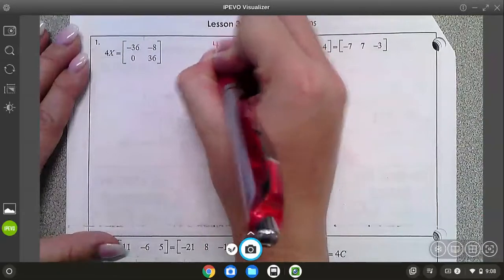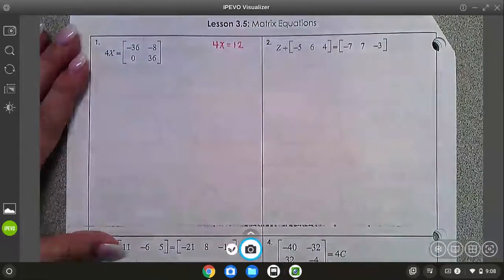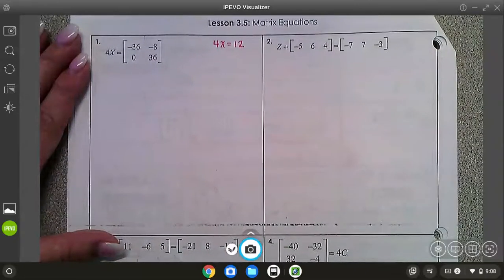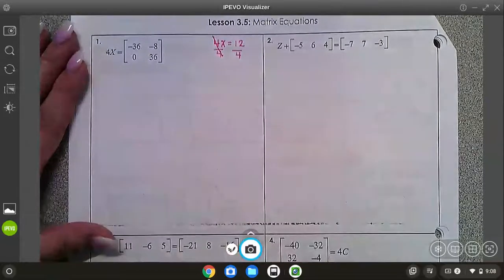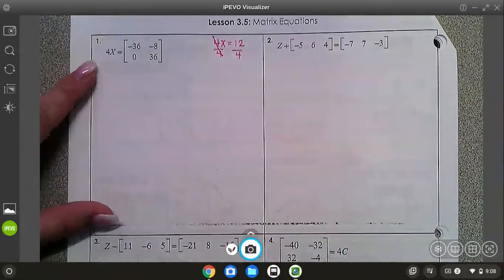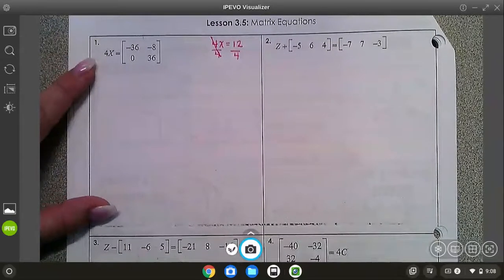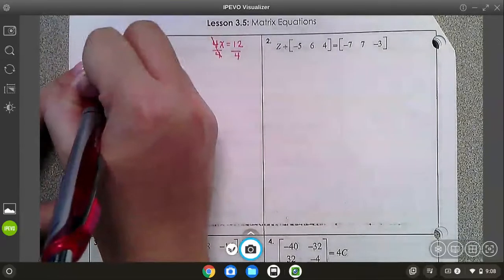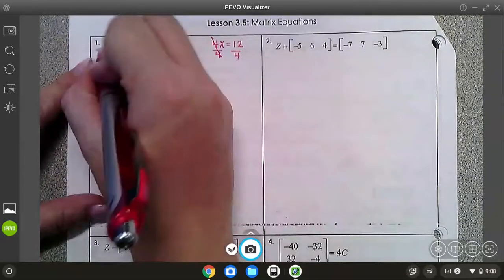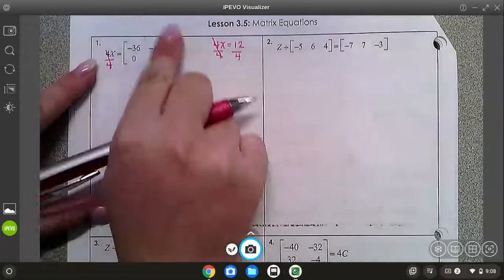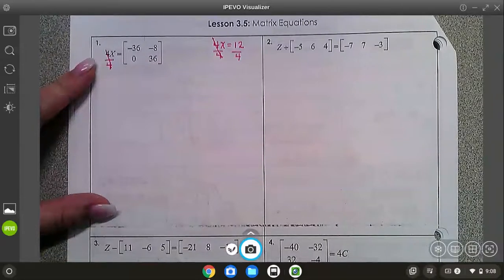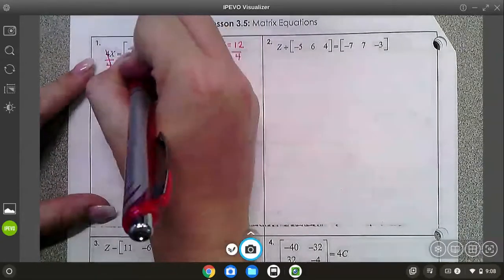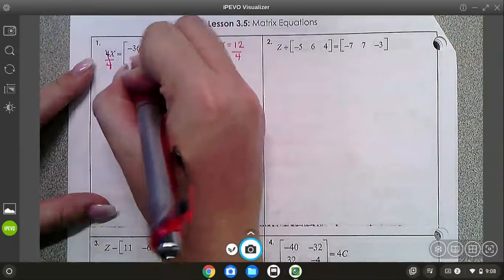What if I had 4x equals 12? How would you solve that? You would divide both sides by 4. So this is exactly what we're going to do here. We're going to divide both sides by 4, and that causes these 4's to cancel. When I divide by 4, I divide everything in that matrix by 4. So we divide it all by 4.